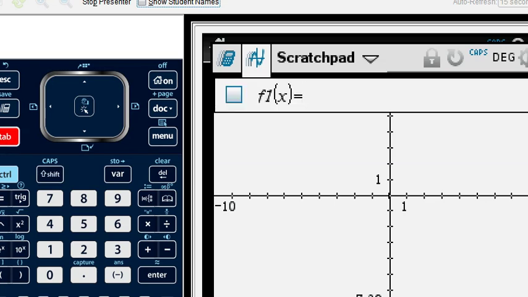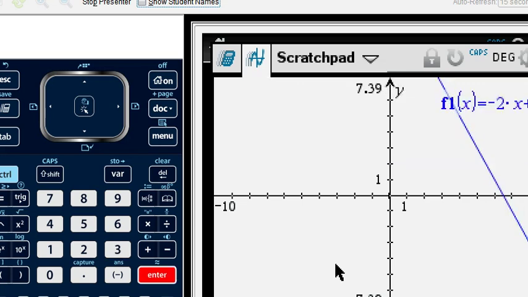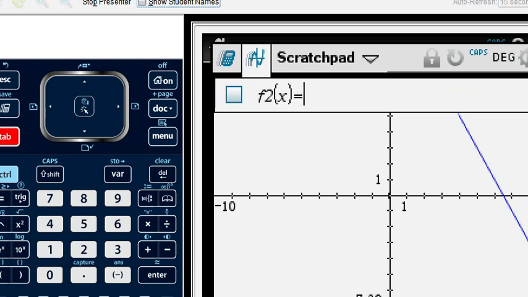F of x, remember f(x) is the same as y. So we're just going to enter the two things on our paper on there. Negative 2x plus 13. It doesn't matter what letter you use, but you have to use some letter. And you hit enter, and it graphs it. And then if you hit tab, it comes up to the next one.